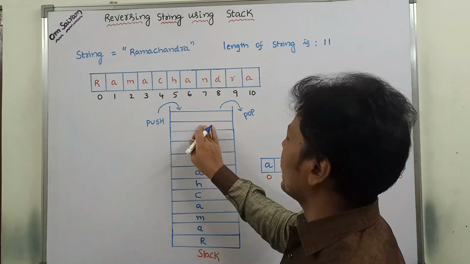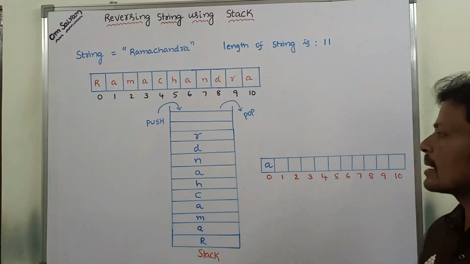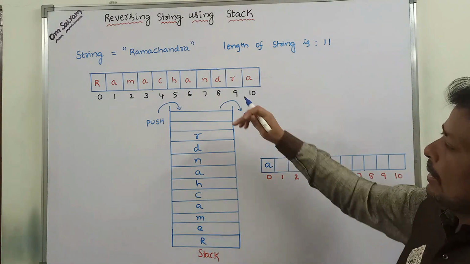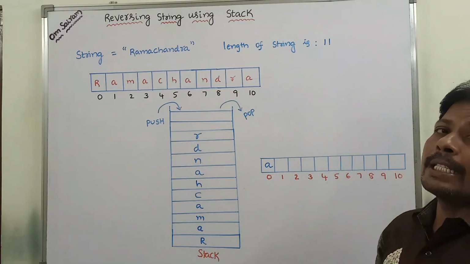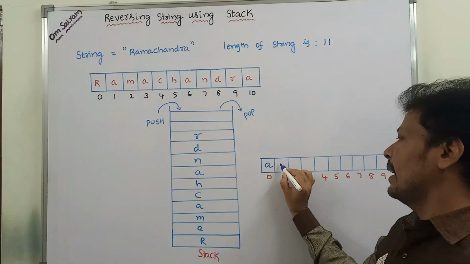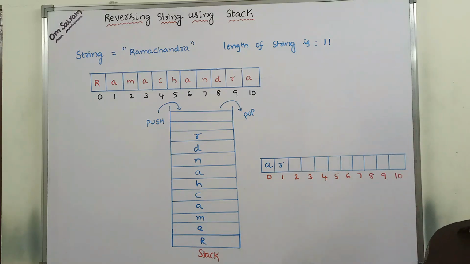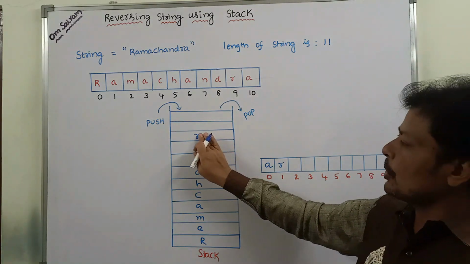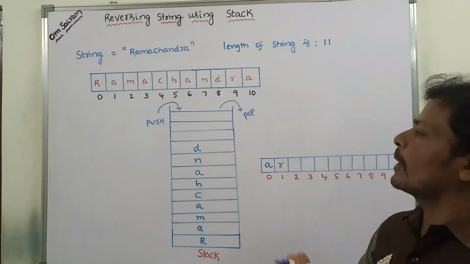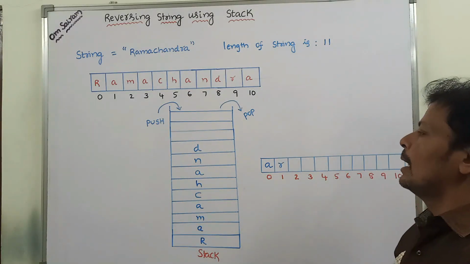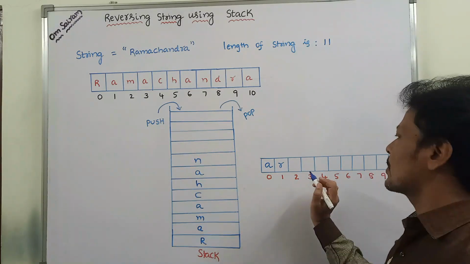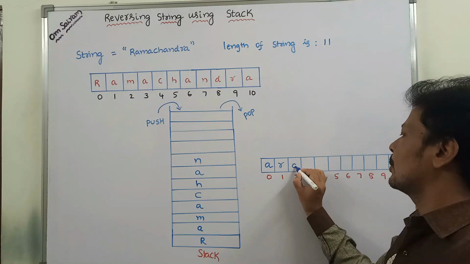Now the top value is decremented. Next, again we have to perform the pop operation. Letter R is popped from the top of the stack and is stored at index 1. Next, the top value is decremented. Again, we perform the pop operation. Letter D is popped from the top of the stack and is stored at index 2.